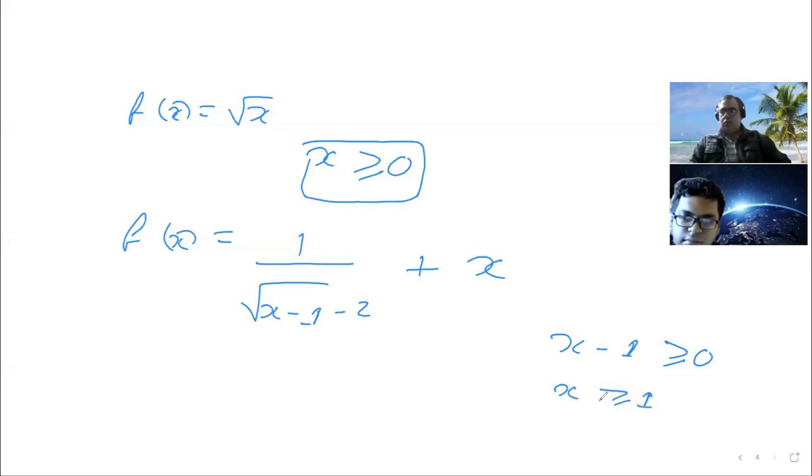Correct. So basically the domain will be all the real numbers which are greater than or equal to 1, but x should not be equal to 5. So this will be the domain of this function. Got it? Okay, got it. Thanks.